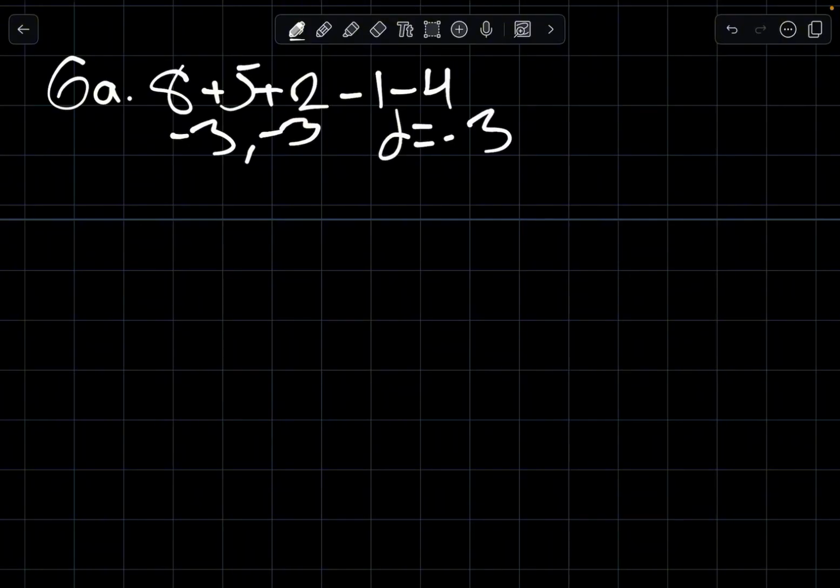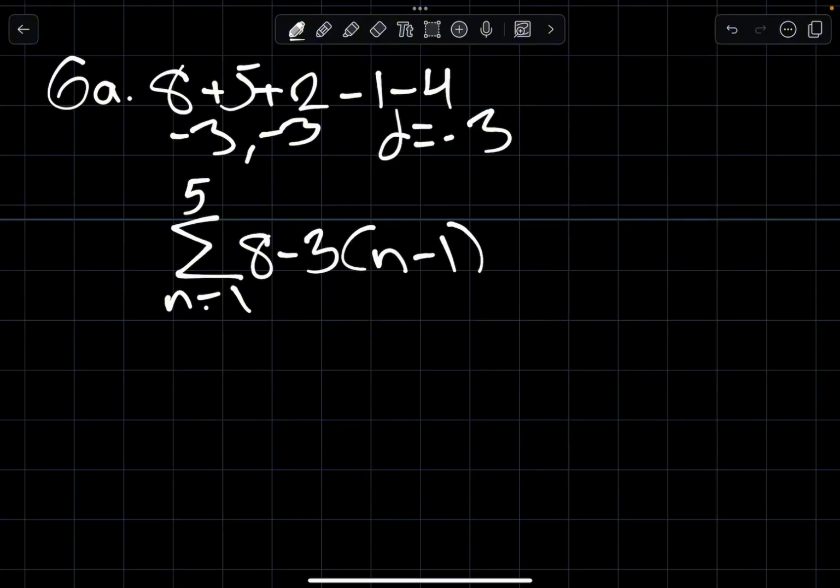Let's go ahead and write the sigma. Since we know it's the first 5 terms, we can write a 5 right here, and we can write n equals 1. So let's start how we usually would. We know our u1 is 8. Let's put that on there. And it's getting, well, I shouldn't say plus, I should say subtracted by 3, since that's our difference, with n minus 1. And when we end up simplifying this, we end up getting sigma, 5, n equals 1, of 11 minus 3n.